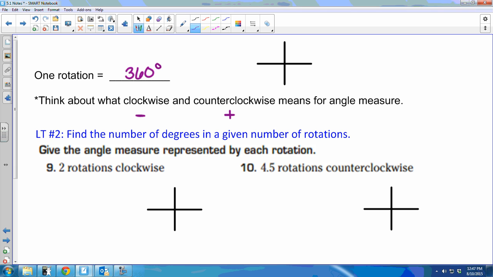So for the first example, it says give the angle measure represented by each rotation. It says 2 rotations clockwise. If I was going to draw that, I would go around once and twice. So that would be negative, because it's clockwise, and it's just 2 times 360, right? So it's negative 720 degrees. Questions about that? It's 2 rotations clockwise, so clockwise means negative, and rotations are 360 degrees, so it's just 2 times 360. So it's negative 720.